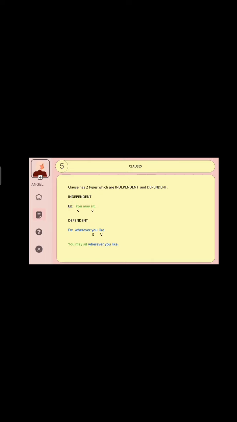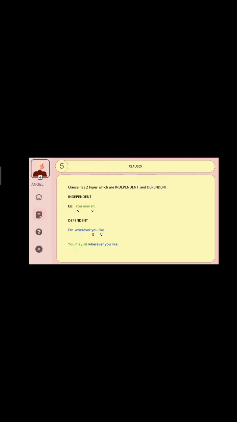While the dependent clause has a subject and verb but doesn't have a complete thought. It depends on an independent clause to complete its thought. So we have an example here of a dependent clause. So we have wherever you like. So it has a subject and also a verb, but it is not a complete thought.